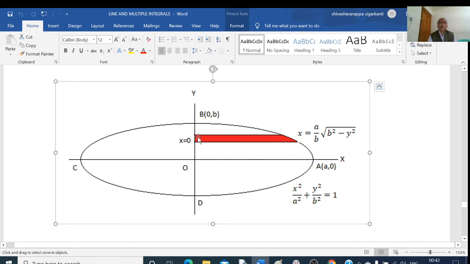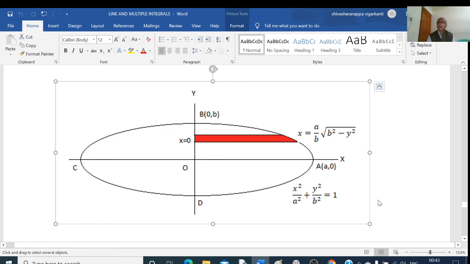Here I will take the strip along the x-axis, x equal to 0 here. At this point, x equal to a by b into root of b square minus y square, because we have x square by a square plus y square by b square equal to 1. From this we write x square by a square equal to 1 minus y square by b square, or x square by a square equal to b square minus y square by b square, and multiplying by a square on both sides, we are getting x square equal to a square by b square into b square minus y square, or x equal to a by b into root of b square minus y square.